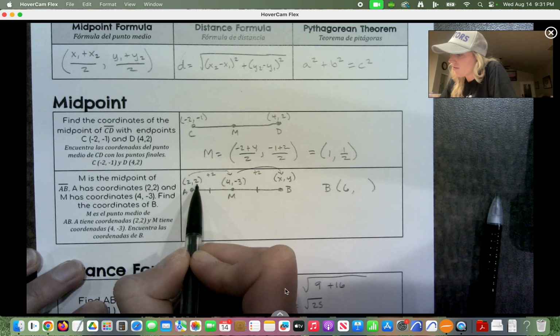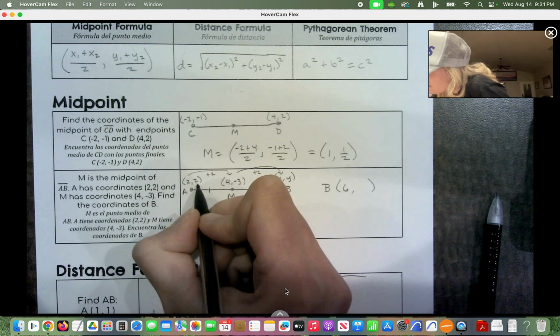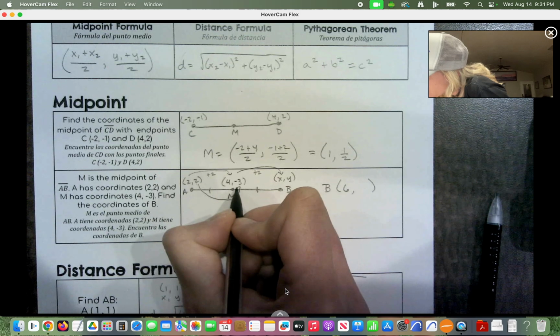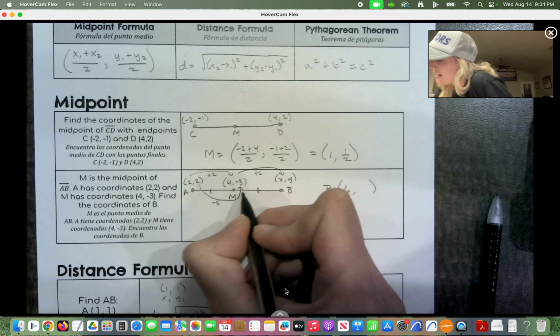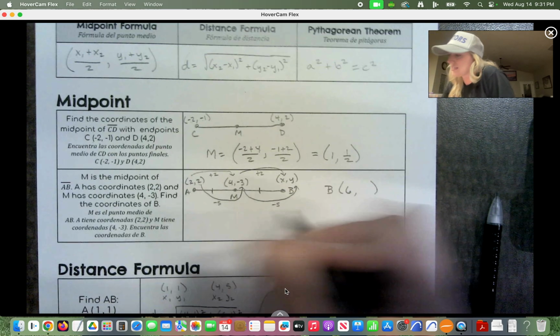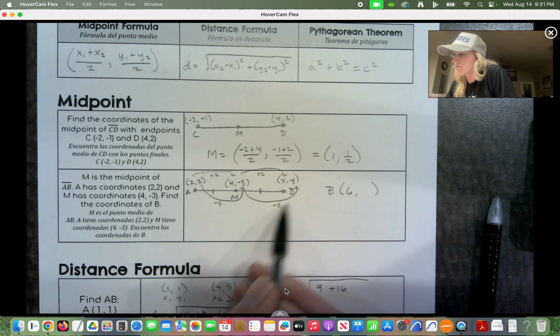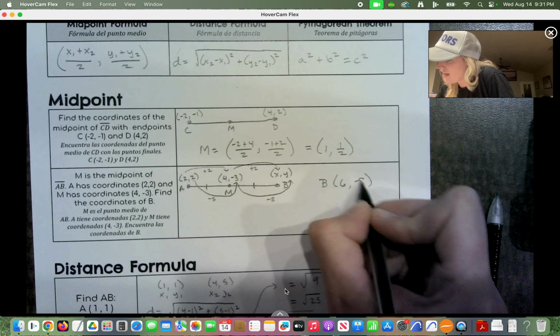I'm going to do the same thing with the y's. So from 2 to -3, this time I went down. So I subtracted 5. Sorry, I'm going to kind of do a big loop there. So I went down by 5. I've got to do that same thing to make sure I stay congruent. Same exact distance. So if I went down 5 to get to -3, -3 minus 5 more is going to get me to -8 for B.